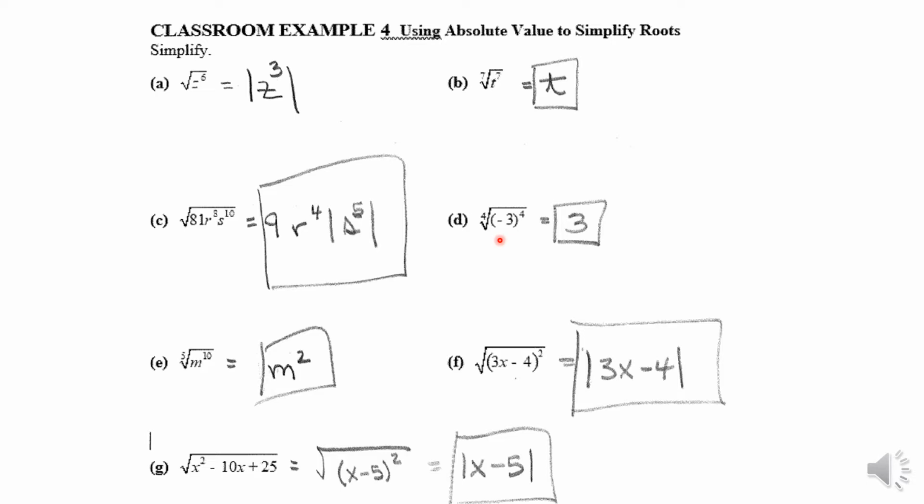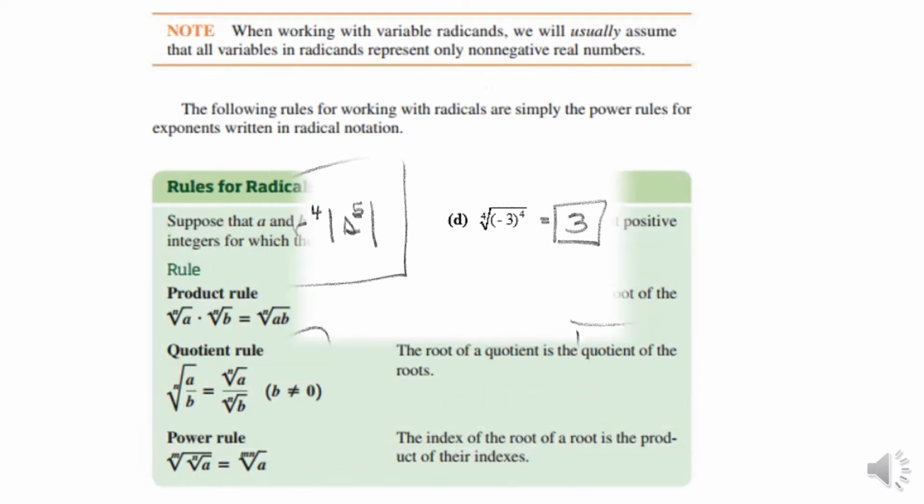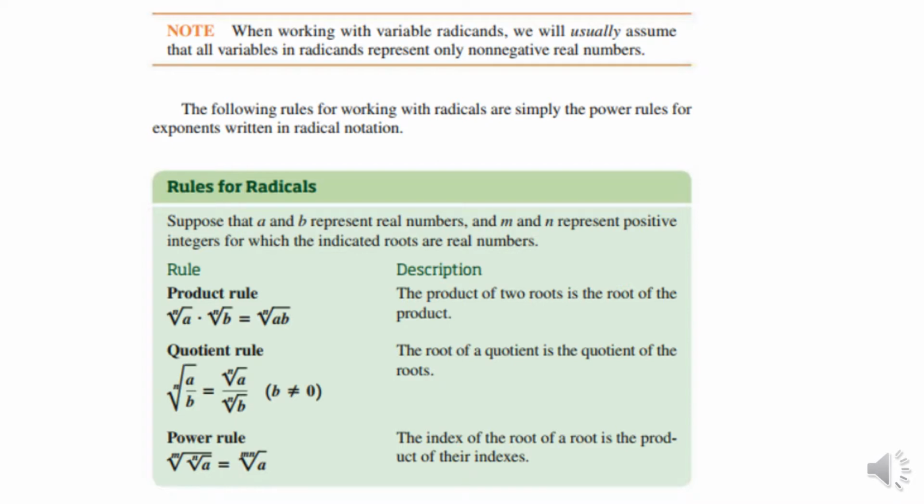Here's an example of what I was talking about before. I'm going to raise minus 3 to the 4th power and then take the 4th root. I get positive 3, not minus 3. Here are rules for working with radicals. You should understand that these rules are only true when we're talking about those variables representing non-negative real numbers, or they're also true for 0, except you can't have a 0 in the denominator. Make note of these.